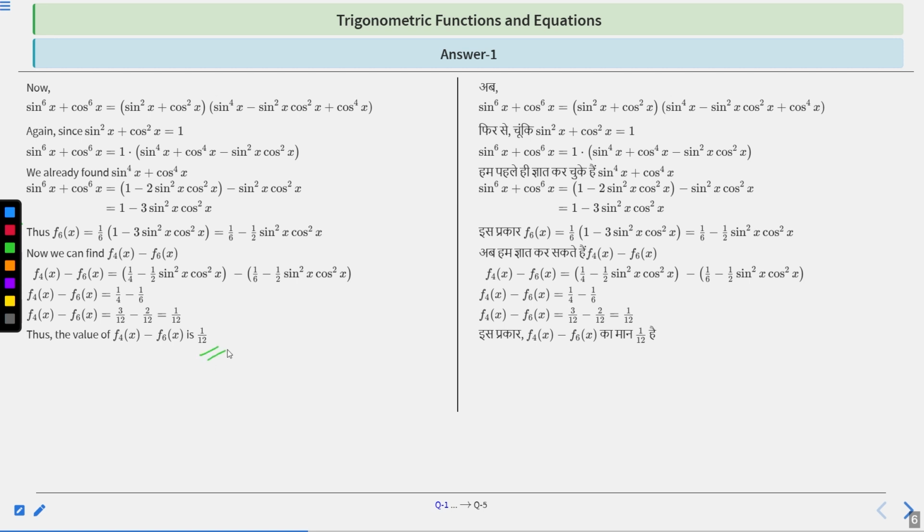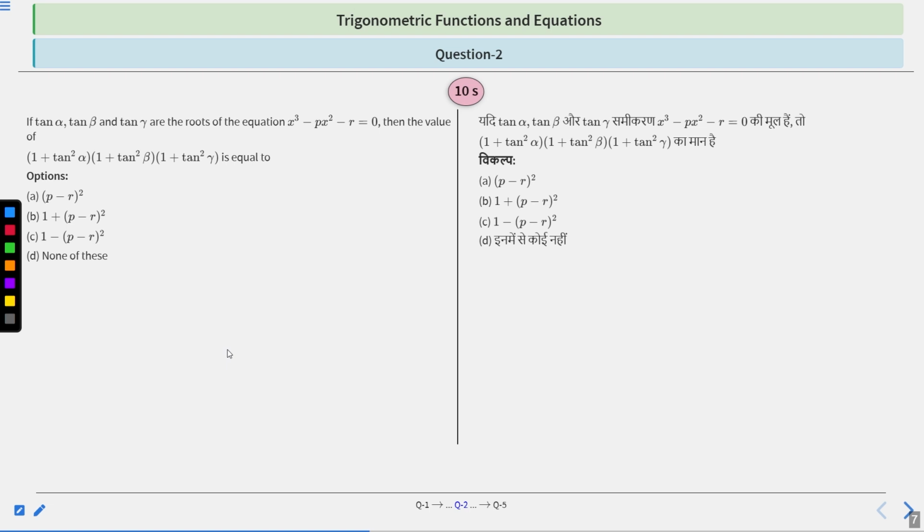Got it? Now, let's move to the next question, question number 2, which says, if tan alpha, tan beta, and tan gamma are the roots of the equation x cube minus px square minus r is equal to 0, then the value of (1 plus tan square alpha) into (1 plus tan square beta) into (1 plus tan square gamma) is equal to.